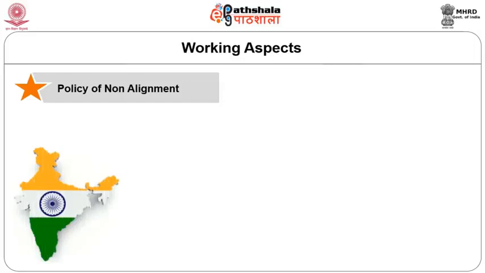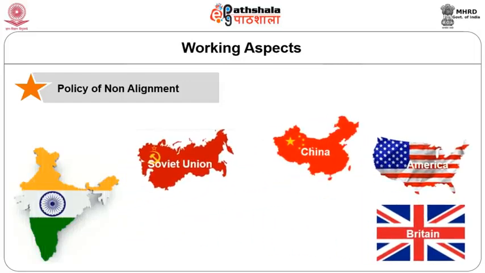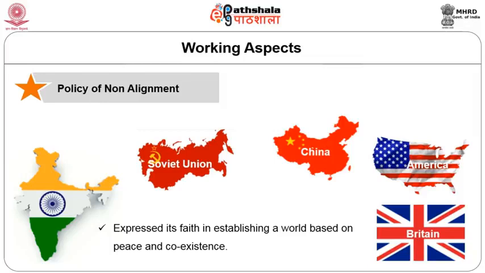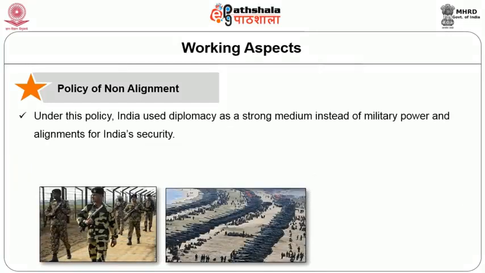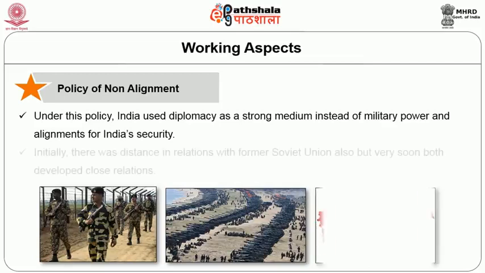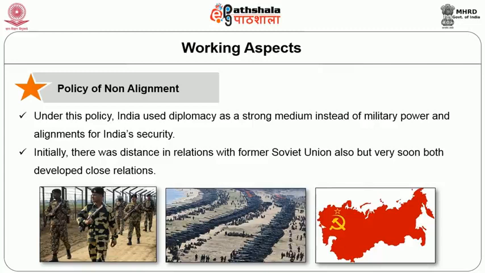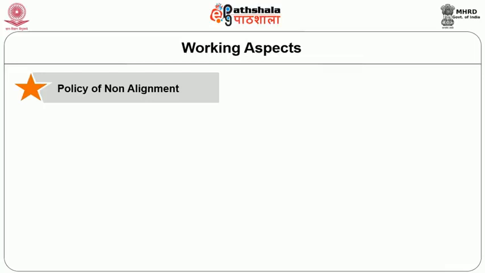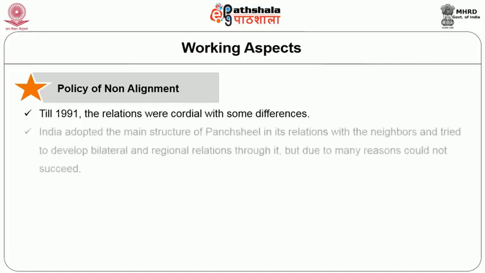India established friendly relations with Britain, America, China and Soviet Russia and expressed its faith in establishing a world based on peace and coexistence. Under this policy, India used diplomacy as a strong medium instead of military power and alliance for India's security. Initially, there was distance in relations with the former Soviet Union also, but very soon both developed close relations. Till 1991, the relations were cordial with some differences.